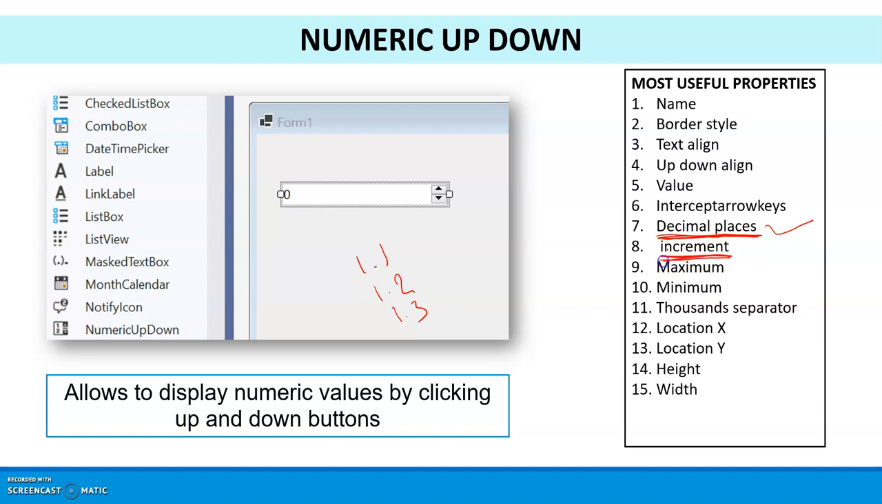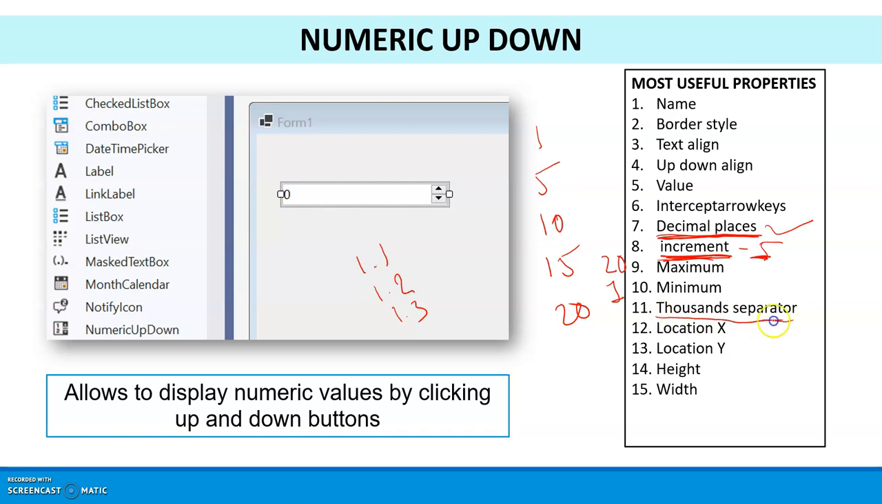Increment. What is the increment? Let's say I want values like 1, 5, 10, 15, only this type. It means here I have increment by 5, right? So if I say minimum is 1, maximum is 20, and I write increment 5, it means I will have values 1, 5, 10, 15 and 20, right? So this is the increment.